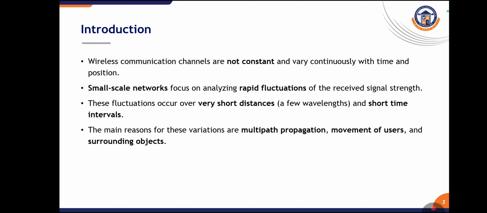The main reasons for these variations are multipath propagation, movement of users from one place to another place, and the surrounding objects. The surrounding objects cause the main obstacles for transmitting signals, and they can delay the signal in reaching the receiver.